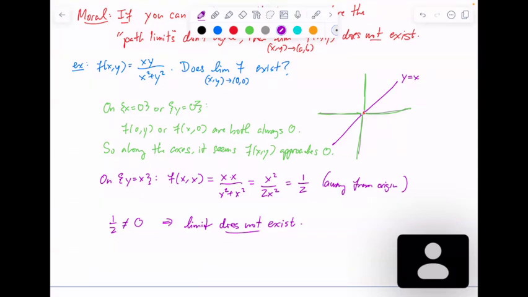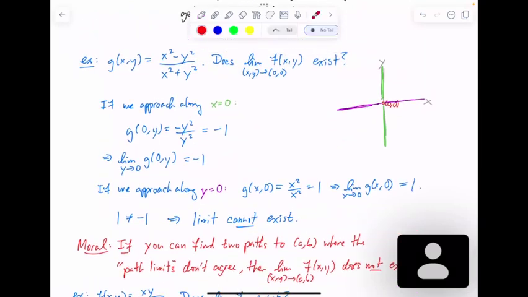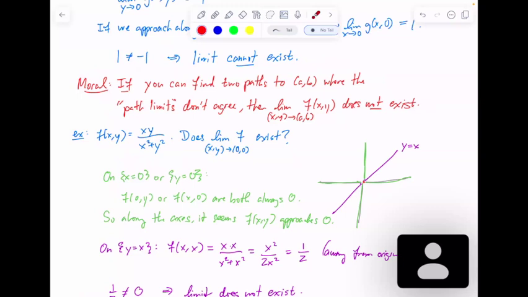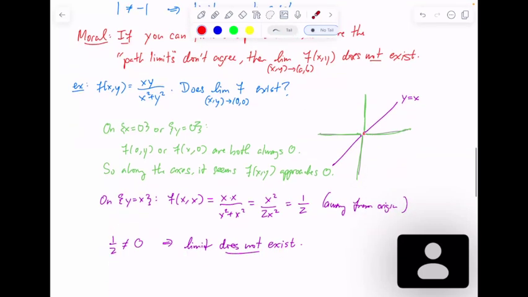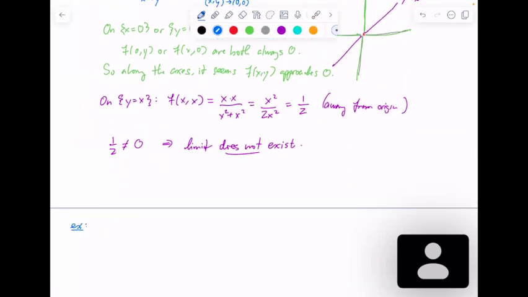So far, we've seen two examples of limits not existing, each more subtle than the other. In the first example, we did some very obvious cases on the axes, and right away we found they disagreed on the axes. In the second example, they actually agreed on the axes, if you take these directional limits, as you might call them. However, when you go off axis and take a diagonal line, then you have a disagreement. So let's now take a completely different example.